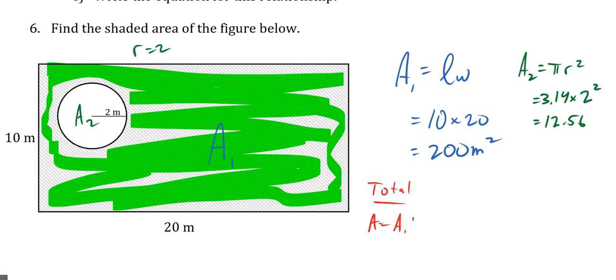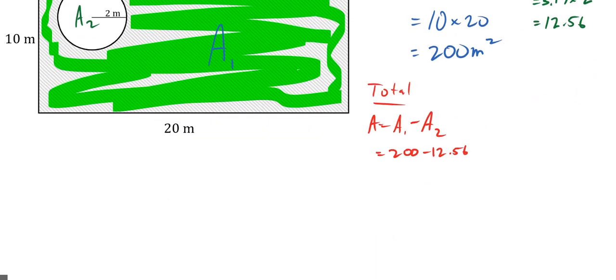And then the total is area 1 minus area 2. And make sure you do the bigger one minus the smaller one. 200 minus 12.56, which is 187.44 meters squared. Any questions about that?